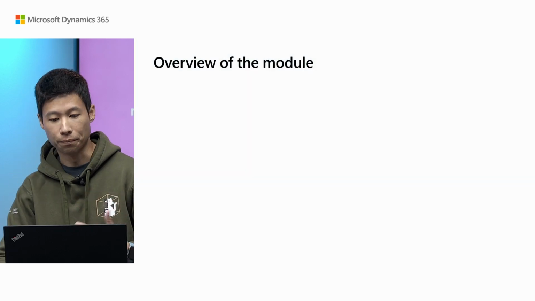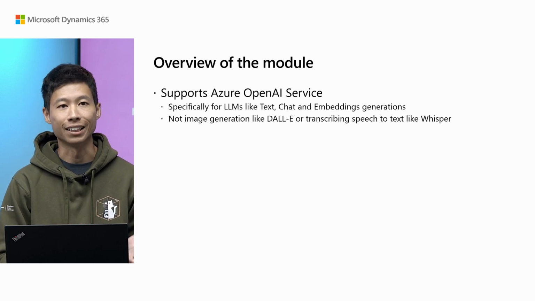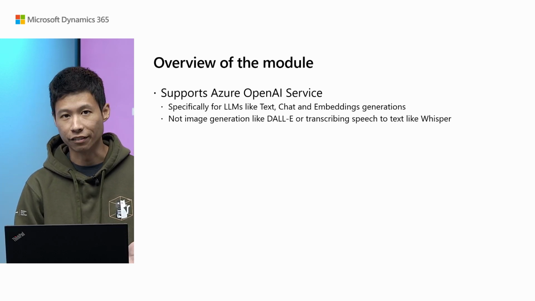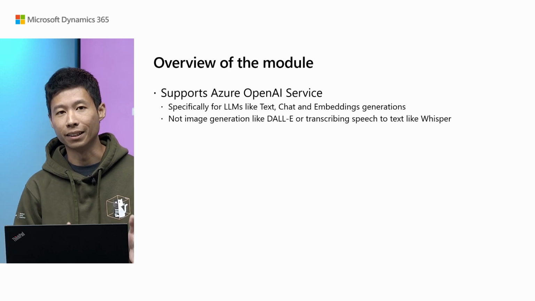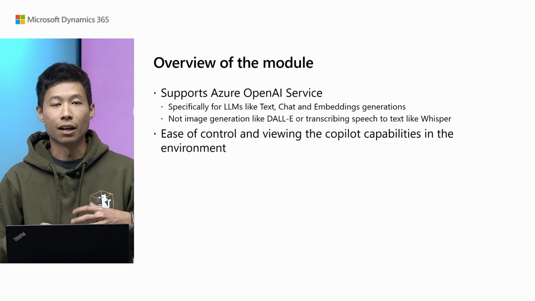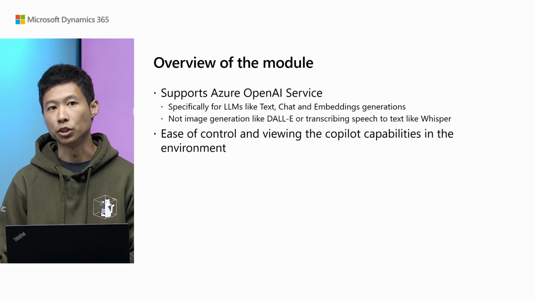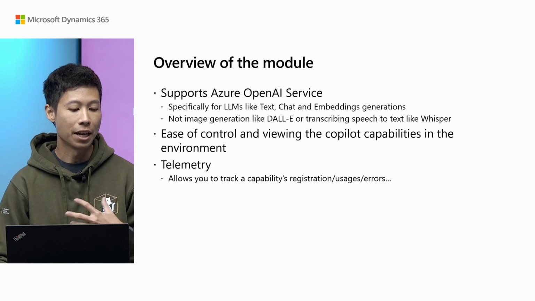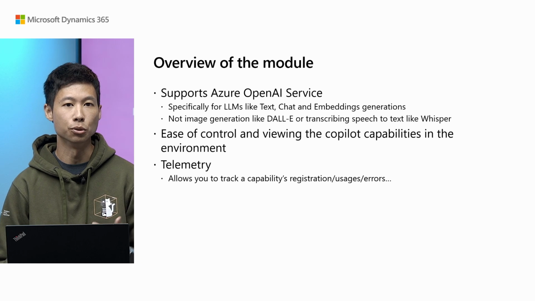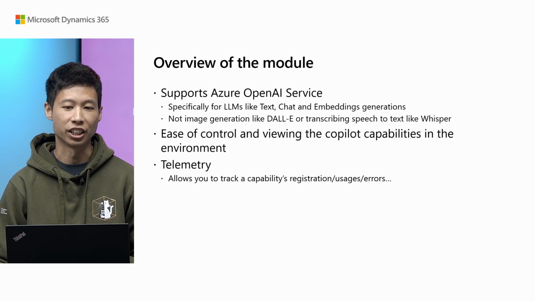So the overview of the module. It supports the Azure OpenAI Service, specifically the LLMs like text, chat, and embeddings. It does not allow image generation using DALL-E or transcribing speech to text with Whisper. It also allows you to control and view the Copilot capabilities within your environment, which Mike will talk about later on. And it also gives you telemetry. All this telemetry allows you to track a capability's usage, registration, errors, and whatever other details you actually need.